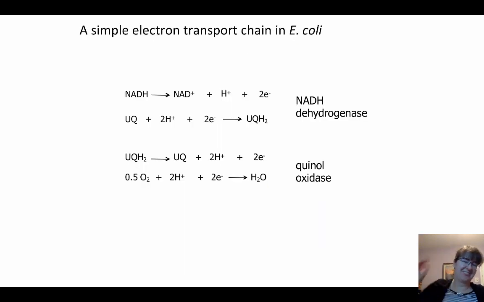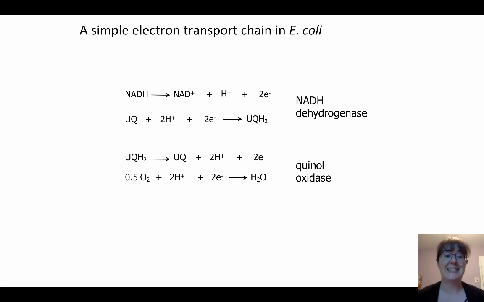E. coli are different. E. coli still do have electron transport chains. They still do have ATP synthases, but they're different. E. coli don't have organelles, so they're not going to have mitochondria. Instead, they're going to pump protons just out of their cell membrane and then have things rush back in. So in order to do this, they have an NADH dehydrogenase, so that part's the same, and then they have a quinol oxidase. So they're still going to use that coenzyme Q as an electron carrier.